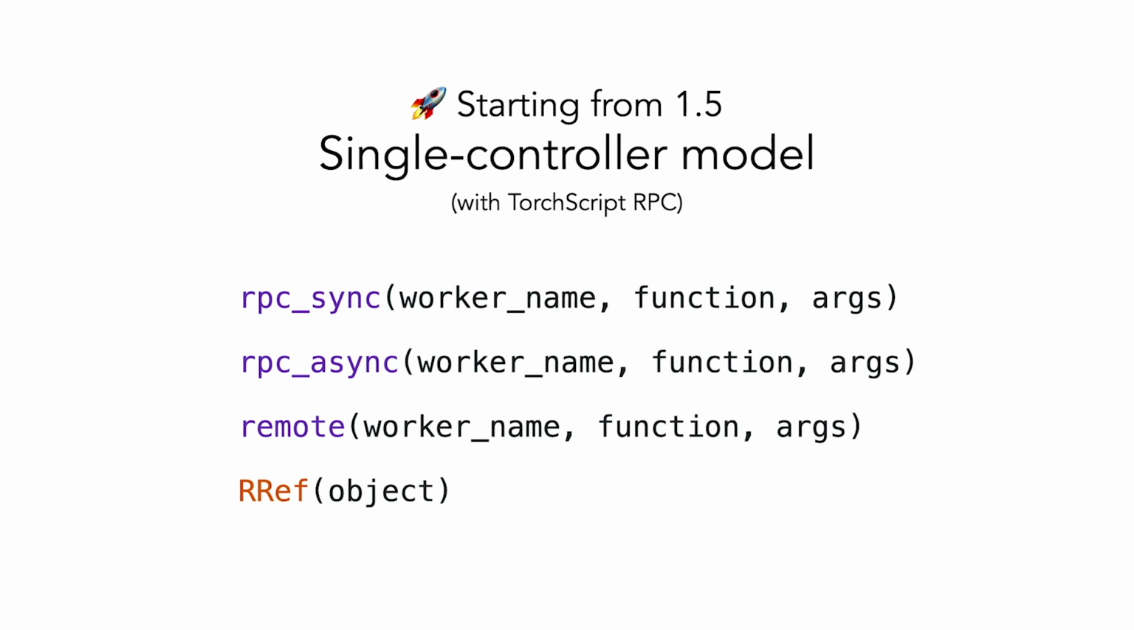What RPC Sync does is it will take the arguments, ship them to that worker, compute the function, get the result, and ship it back to you, and once it gets back to you, it will return the result, right? So it's blocking, this is why it's synchronous.